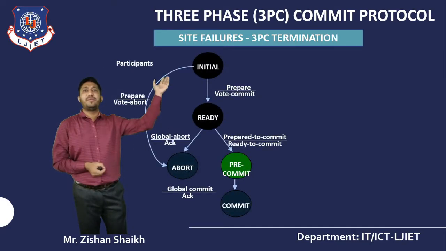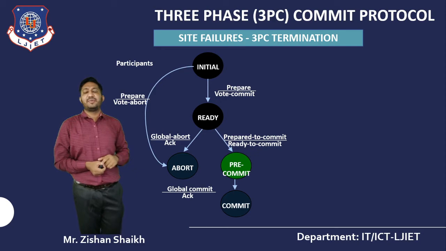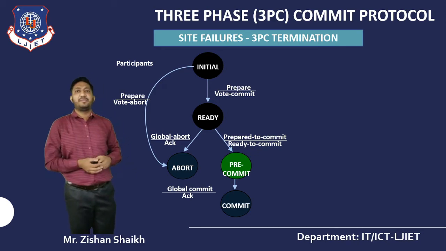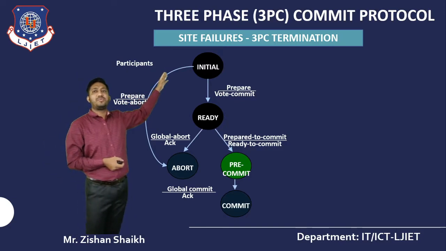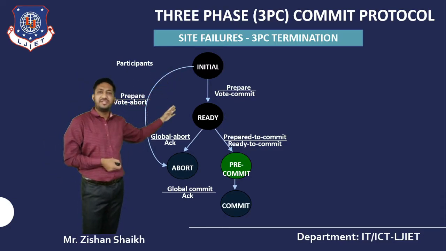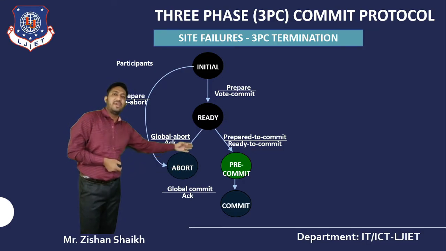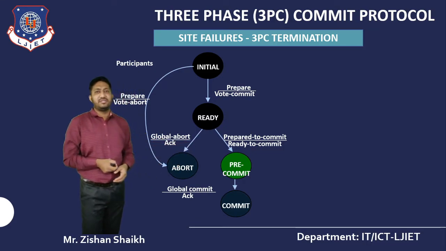Now we are moving to the termination protocol of the participants. So what happens at the participant? According to our initial state diagram, the states are the initial state, ready state, abort state and commit state. But before commit, we are processing the pre-commit message here.